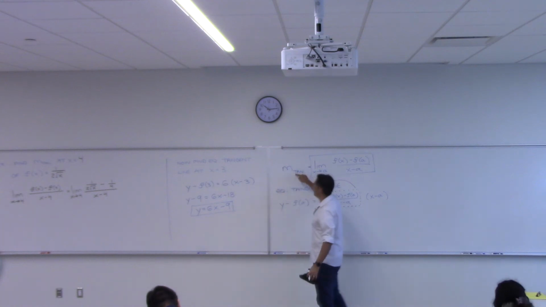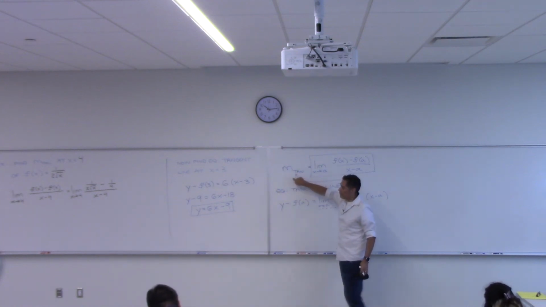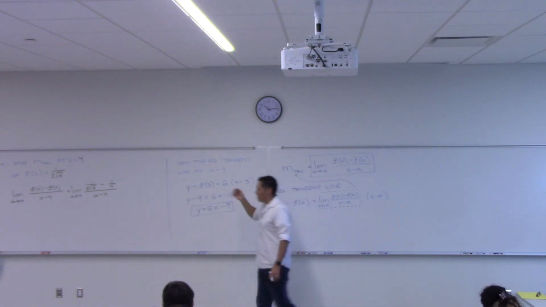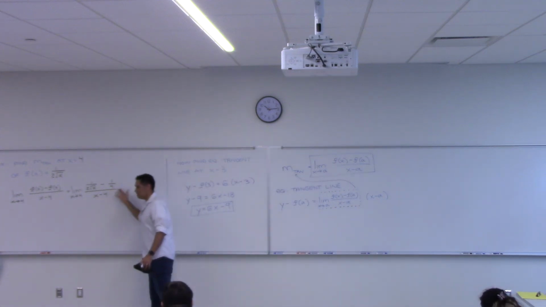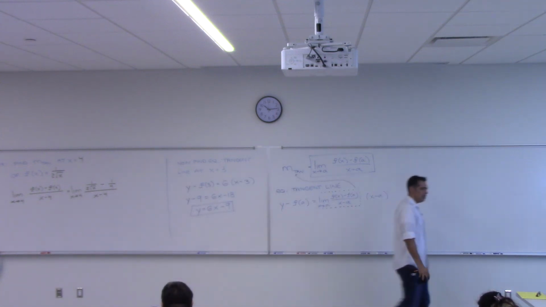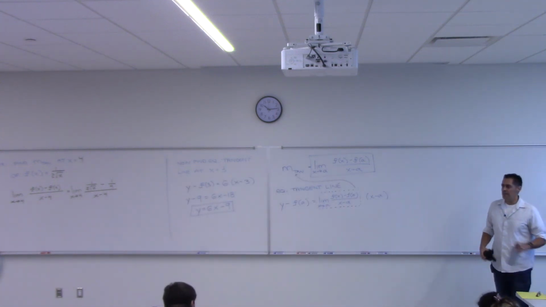This is the slope of the tangent line, right? That's what we're finding. That is just the limit. Let x go to 4. What do you get? 0 over 0. Algebra time.